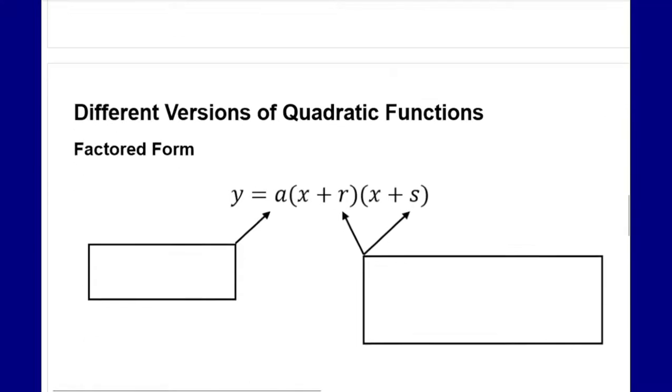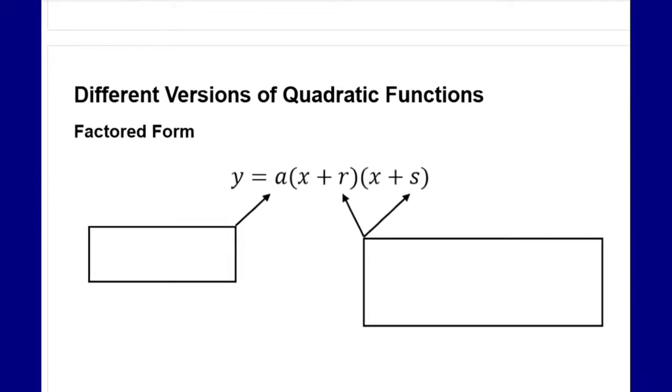The factored form, we will look at this in the near future. The factored form, y equals a times (x plus r) times (x plus s). In this case, the a value is the same thing. It tells us the direction of the opening. Again, if it's positive, then it opens up. If it's negative, it opens down. And it also tells us the step pattern.